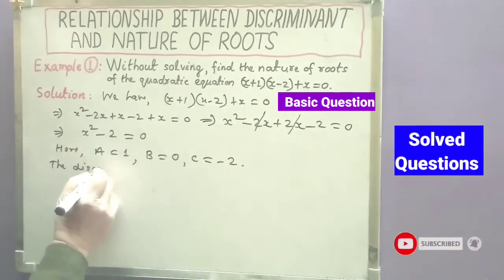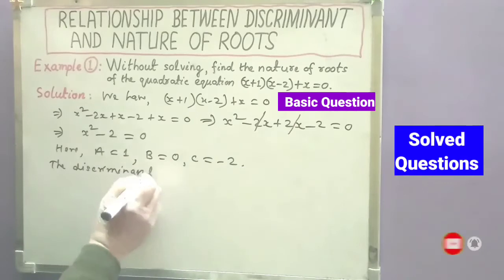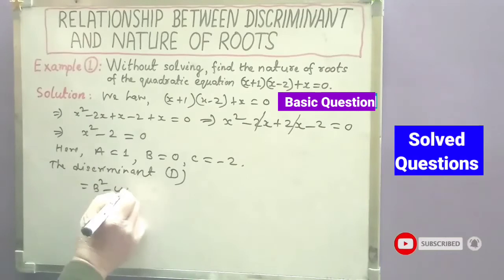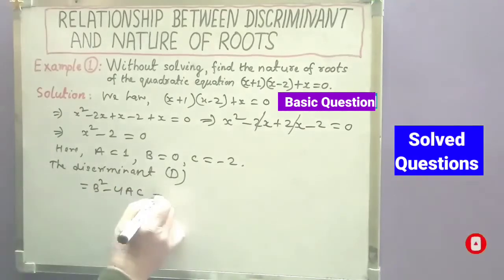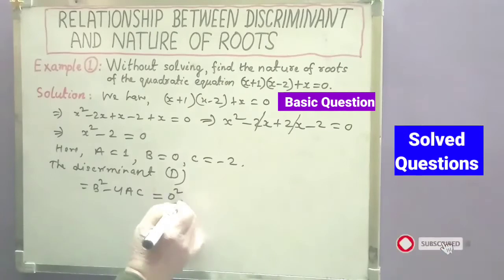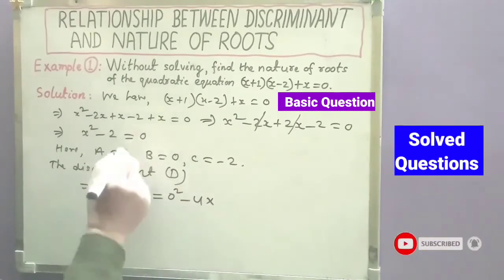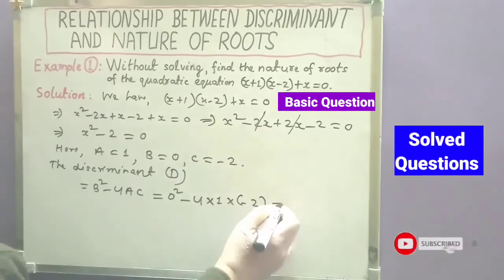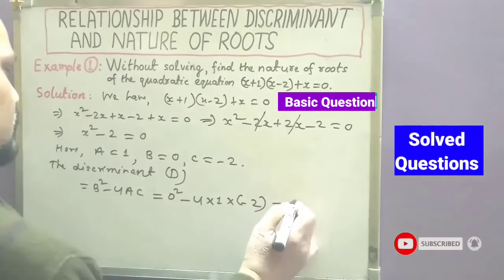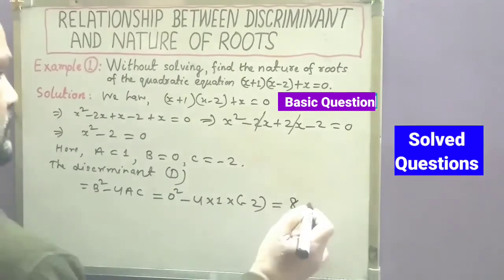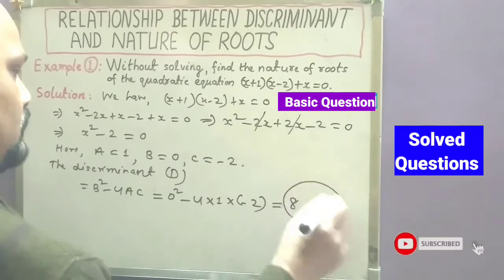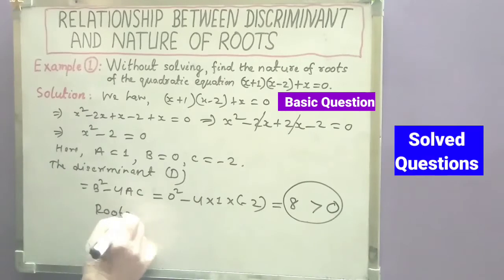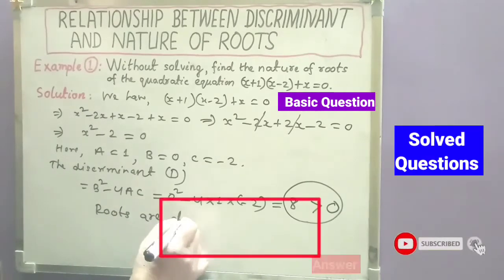Now, the discriminant D is given by b square minus 4ac, that equal to 0 square, because b equal to 0, minus 4 into 1 into minus 2, that equal to 8. Since 8 is greater than 0, the given equation has two distinct real roots.